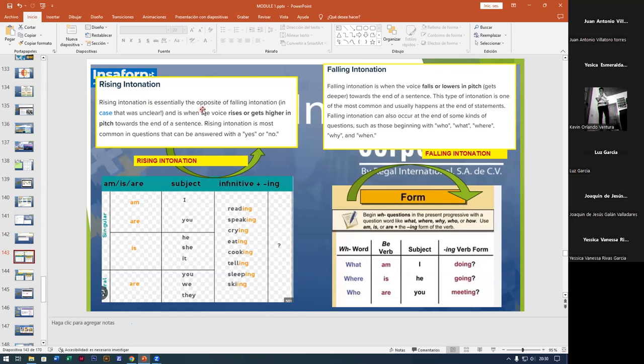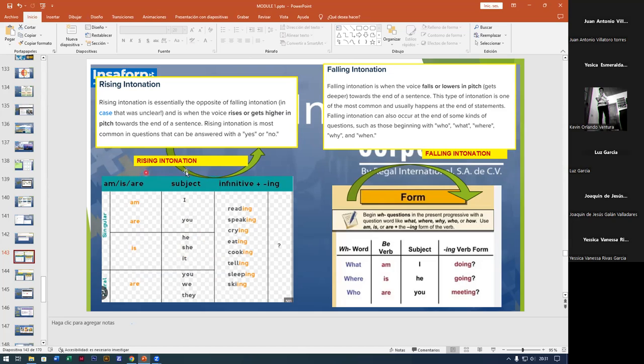Rising intonation is essentially the opposite of falling intonation. In case that was unclear. Eso es en el caso de que tal vez una pregunta que hacemos no suene claro por la manera de cómo le estamos dando la mayor fuerza de voz. ¿Qué tono le estamos dando? Then is when the voice rises or gets higher in pitch towards the end of a sentence. Rising intonation is most common in questions that can be answered with a yes or no. Lo más correcto es que cuando uno eleva la voz es porque pone énfasis en una pregunta en la que se investiga o se afirma si es algo positivo o negativo, como es el caso de las yes no questions.